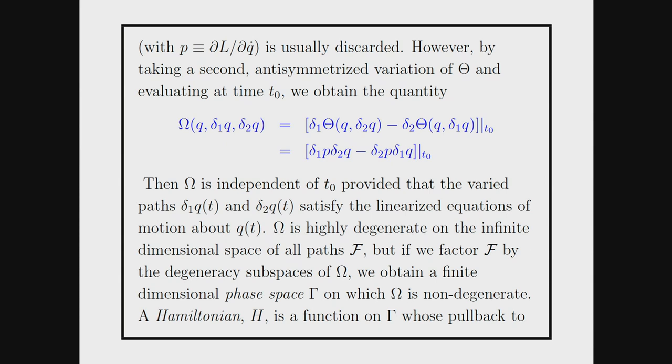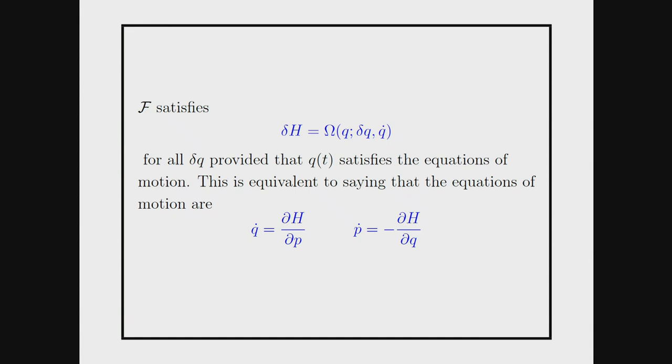But if I factor out by all of the things that this omega is degenerate on, that defines a notion of phase space. So the phase space can be identified with the P's and Q's at one moment of time. So that's a finite dimensional space. The space of paths is some horribly infinite dimensional space. And now once I've used the Lagrangian and this symplectic structure to define phase space, we can define the notion of a Hamiltonian. A Hamiltonian is a function on phase space. We might as well pull it back, though, to the space of paths, whose variation in this sense is given by the symplectic product.